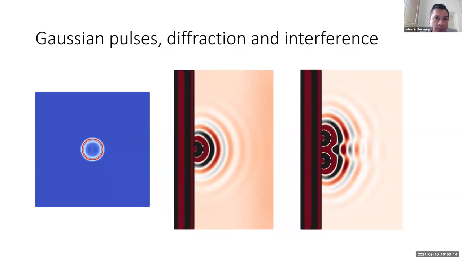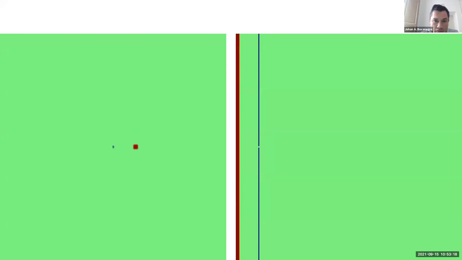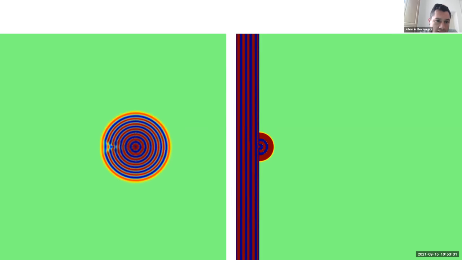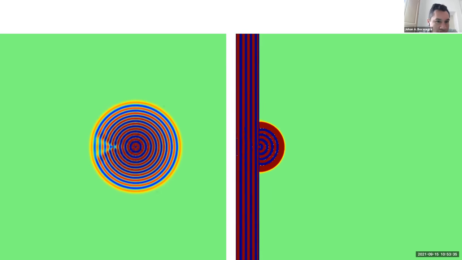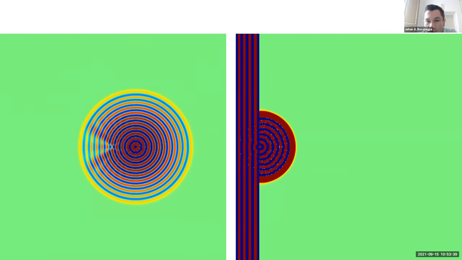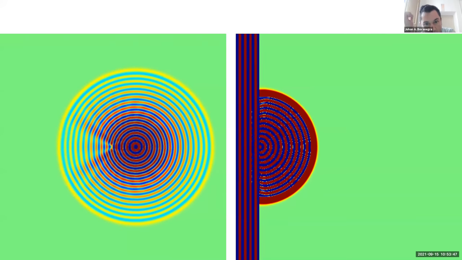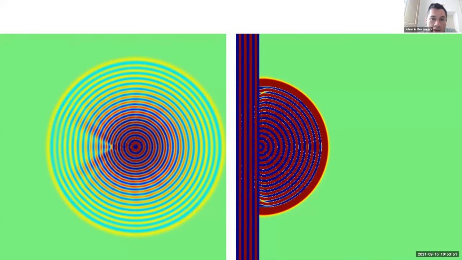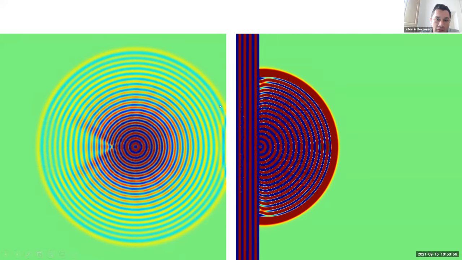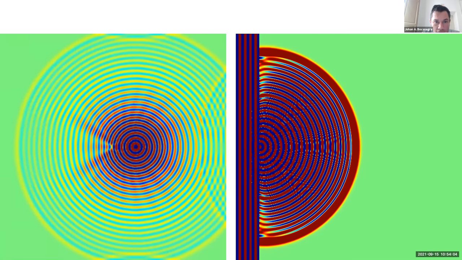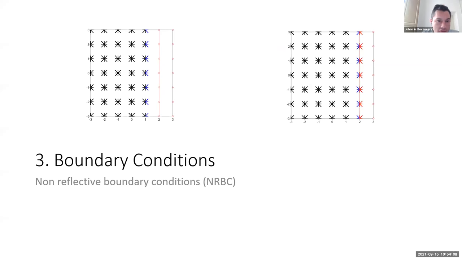Okay, we can also simulate Gaussian pulses, diffraction, and interference. Here, on the left side, one small obstacle, and on the right side, diffraction through a hole. You can see that the tiny obstacle is virtually transparent to the propagation of the wave, and on the right side, as was expected analytically, the plane wave is diffracted by the hole and acts as a point source. And here on the left side, we can see some reflections in the boundary. And this opens the next topic, the boundary conditions and the attempts to obtain non-reflective boundary conditions.